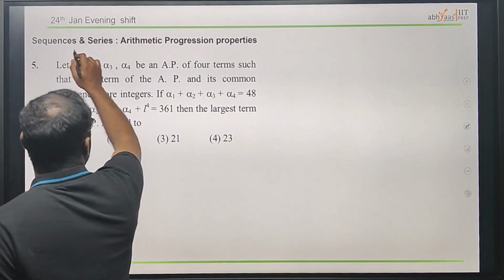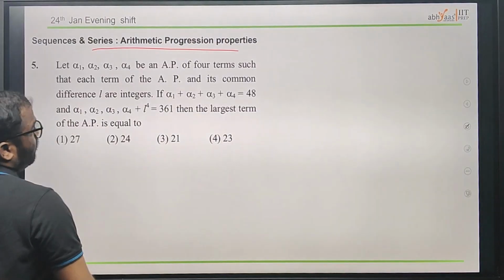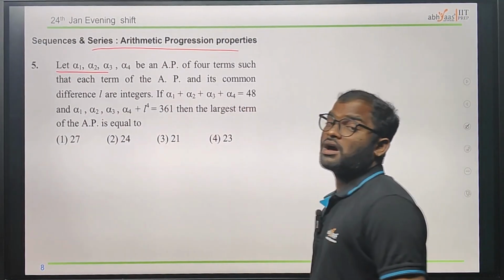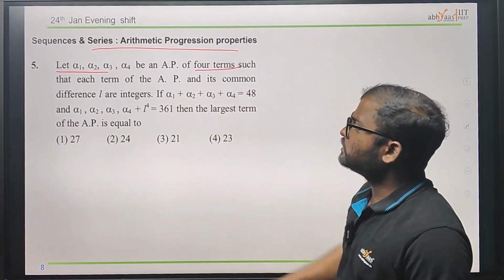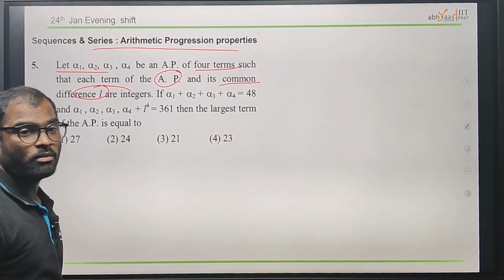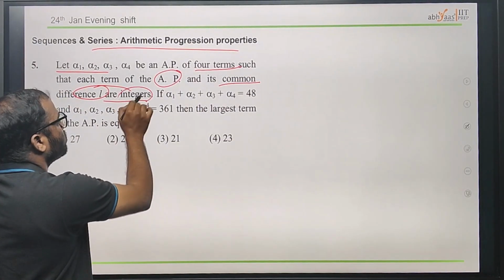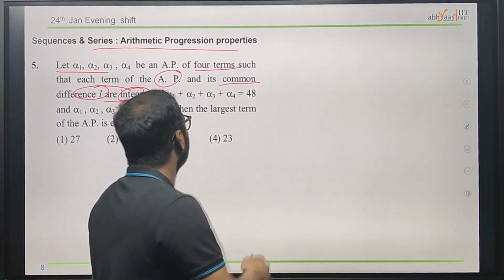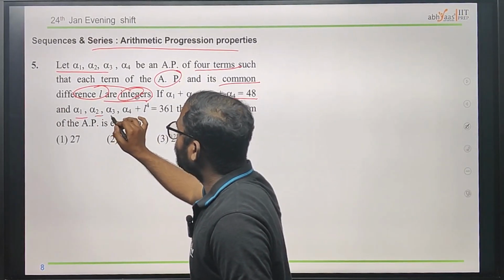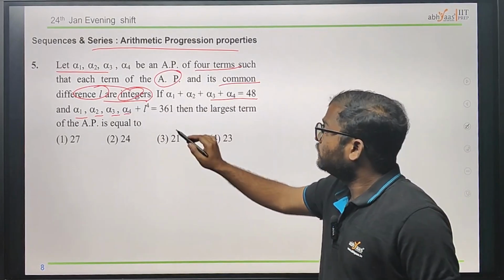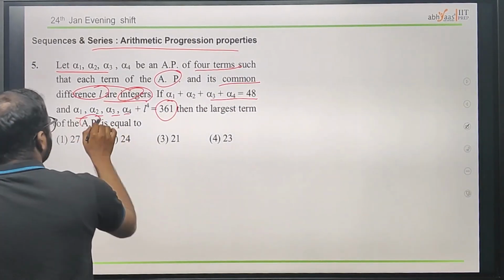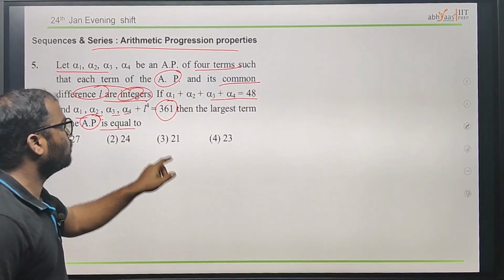Next, sequence and series, which is arithmetic progression properties. They have given four terms alpha 1, alpha 2, alpha 3, alpha 4 in an AP, such that each term of the AP and its common difference L are integers. If alpha 1 plus alpha 2 plus alpha 3 plus alpha 4 is equal to 48, and alpha 1, alpha 2, alpha 3, alpha 4 plus L power 4 is 361, then what is the largest term of the arithmetic progression? They are asking that.